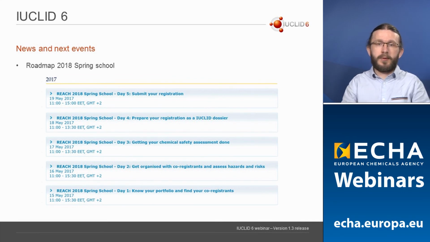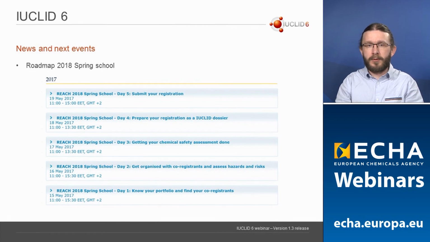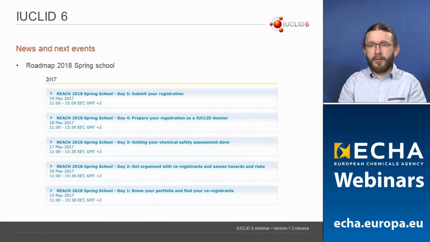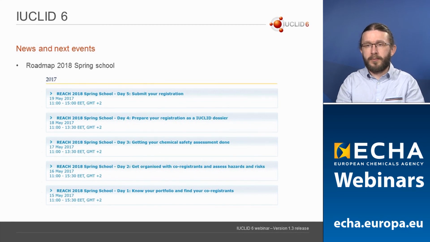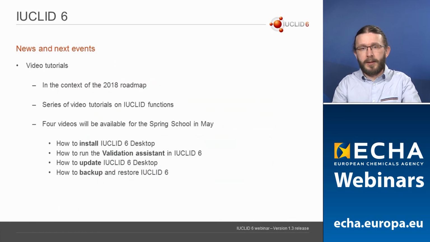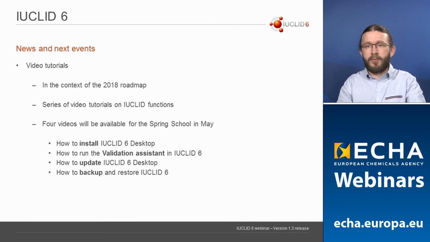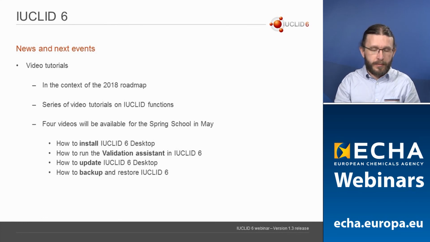We are also, in the context of the 2018 roadmap, preparing some video tutorials, and we want to publish a series of video tutorials on Euclid functions, really short video tutorials, 1 to 3 minutes, and the first 4 videos will be available in May, and the topics are written here on the screen. So how to install Euclid 6 desktop, how to run the validation assistant, how to update a Euclid installation, and how to backup and restore your Euclid data. And we are also expecting your feedback on what will be the next useful videos to make to highlight some Euclid features.